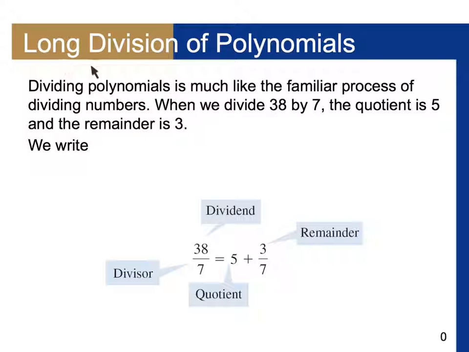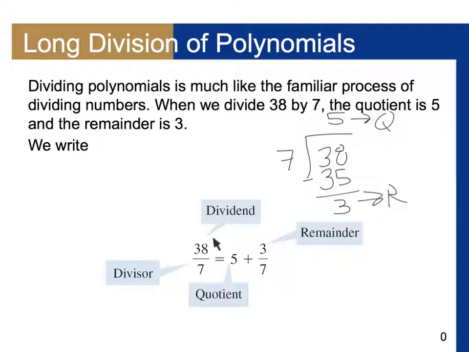So when we do long division of polynomials, we start by looking at how we divide numbers. For example, if we divide 38 by 7, we get a quotient of 5 because 7 times 5 is 35, and then we have 3 left over, and that remainder goes over the 7. If we did our long division, the first part that we're dividing up is called the dividend. The part that we're dividing it into is called the divisor. Then our quotient is our answer, what we get, and the remainder is what's left over.